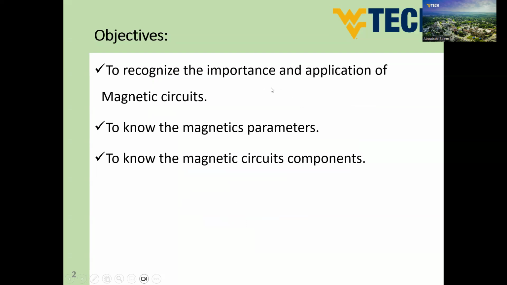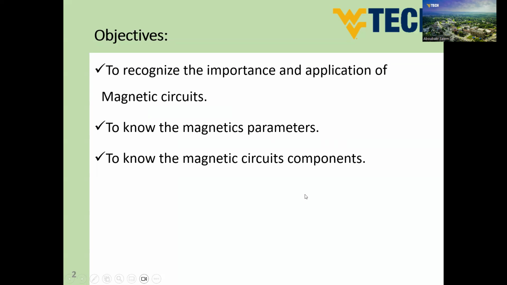So the objectives are going to be to recognize the importance and application of magnetic circuits: how the magnetic circuit is important, and what the magnetic circuit applications are. To know the magnetic parameters, the different parameters or relations we have in magnetics, and also to know the magnetic circuit components.